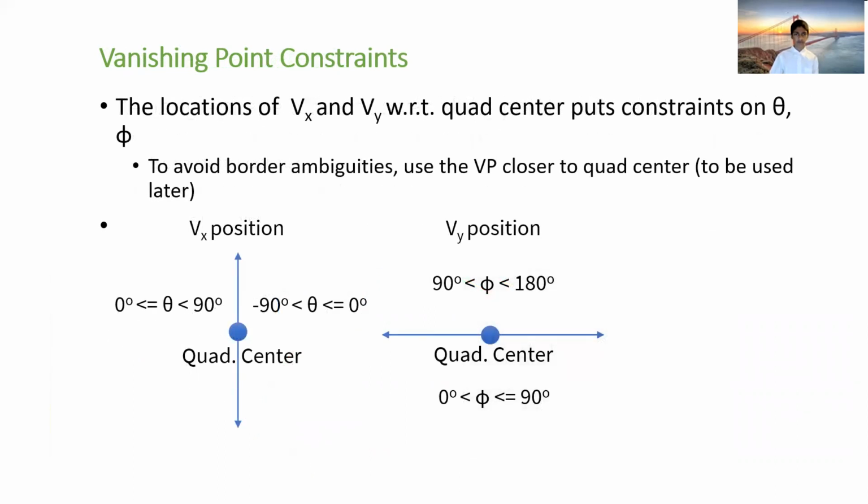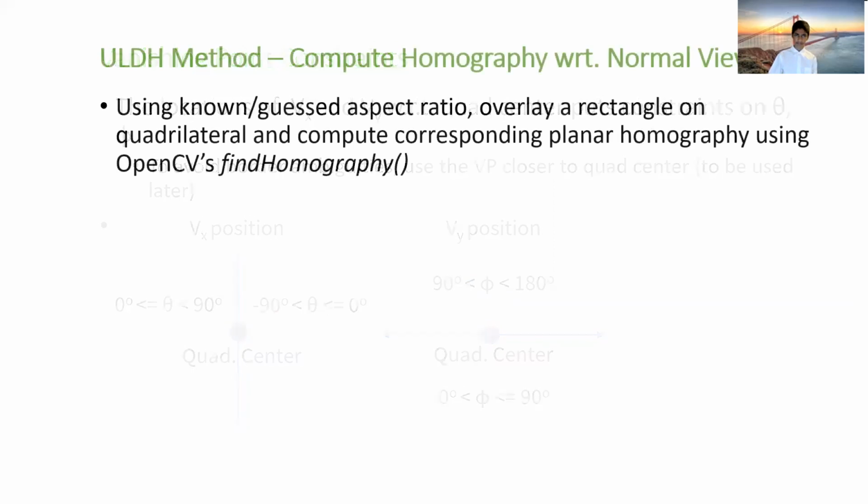More so, if the vanishing point corresponds to seemingly distant edges on the left, then we know that the side camera must have been on the right of the screen. Similarly, a vertical vanishing point below the quadrilateral indicates that the camera must have been above the screen center level. This can be translated in terms of theta and phi as shown as well.